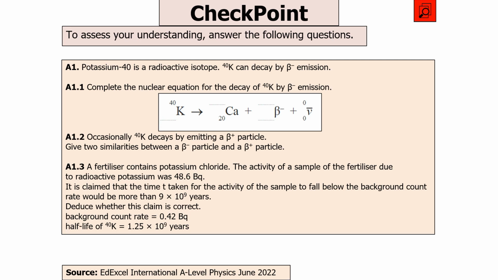The next question says, potassium-40 is a radioactive isotope and can decay by beta minus emission.